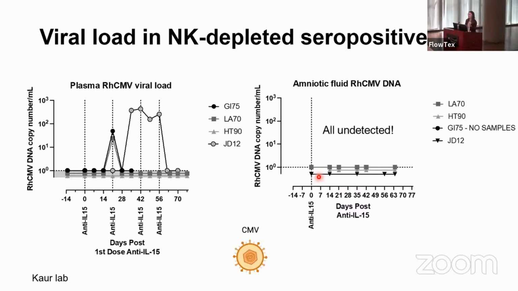But what happened to the control of the virus? On the left, you're looking at the peripheral viral load. In these animals, we see that 3 out of 4 have peripheral viral load. This is reactivation of virus. This is the first time we've seen this in a depletion alone model. On the right, you're looking at that gold standard diagnostic. None of our animals come back with positive PCR for amniotic fluid.